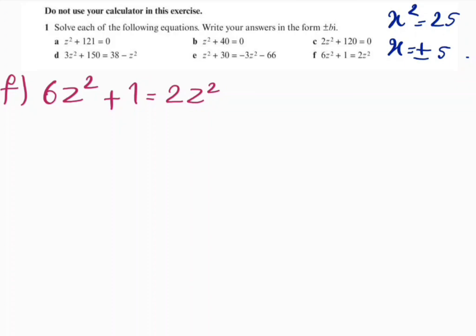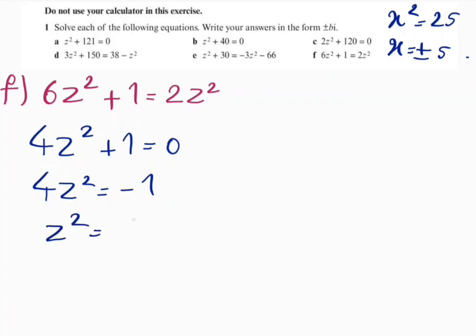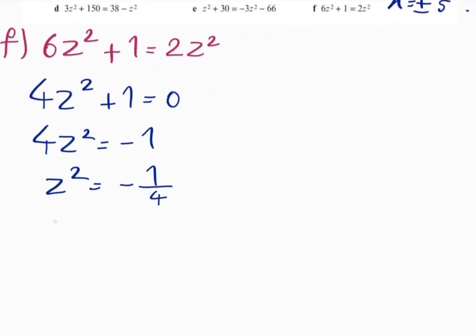F, 6z squared plus 1 is equal to 2z squared. So let's take away 2z squared from both sides, and we get 4z squared plus 1 is equal to 0. Now take away 1 from both sides. 4z squared is equal to minus 1. Divide both sides by 4. z squared is minus 1 over 4. Let's take the square root of both sides. z is equal to plus or minus root minus 1 over 4.